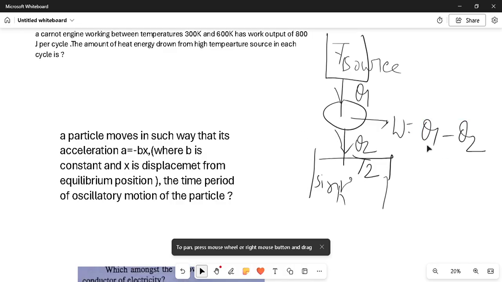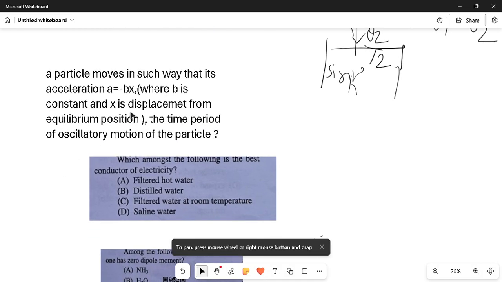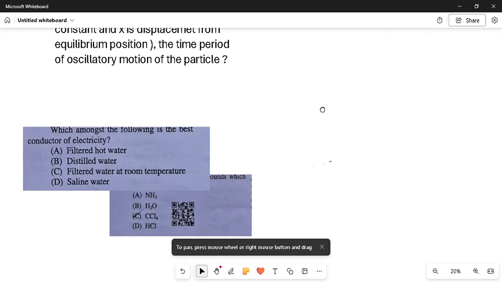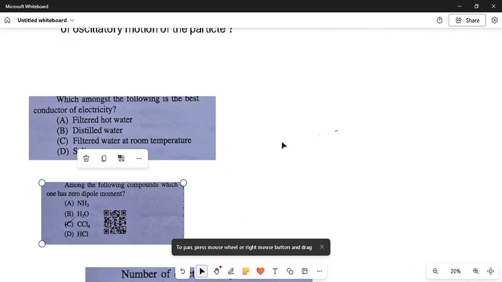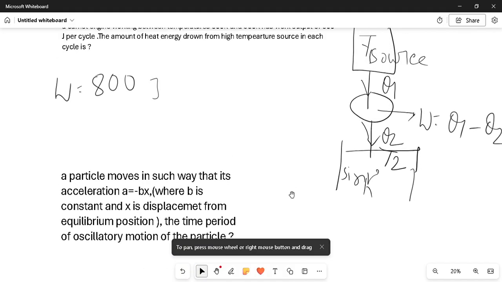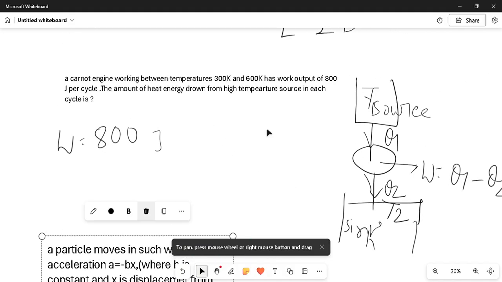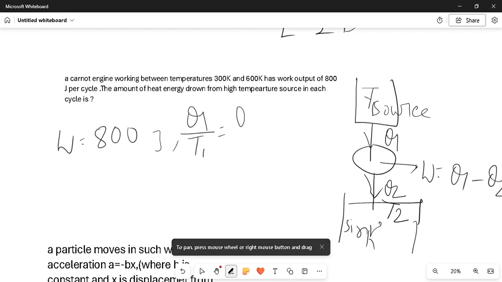The work done is equal to 800. The question is given. So W is equal to 800 joule, given. Okay, I think this is sufficient. W is Q1 minus Q2. And for the Carnot engine, one important rule is Q1 by T1 is equal to Q2 by T2.